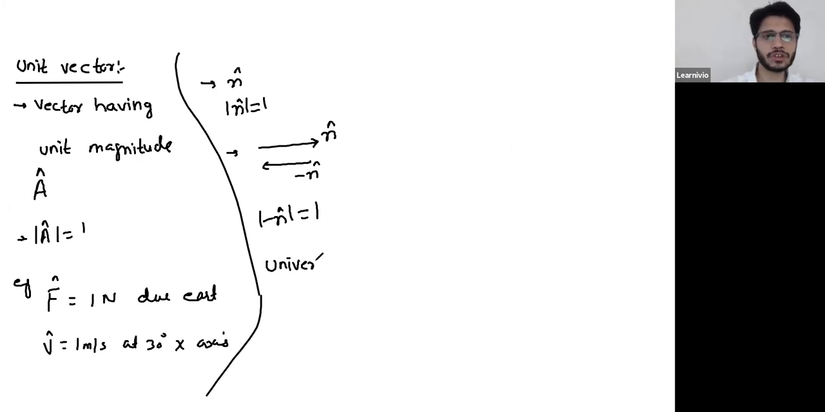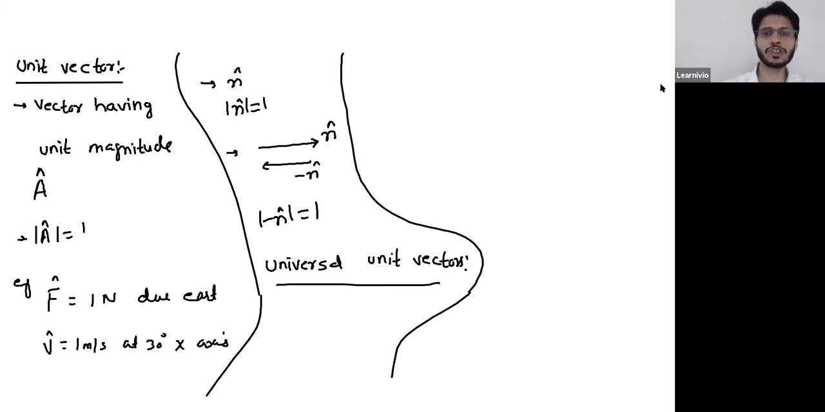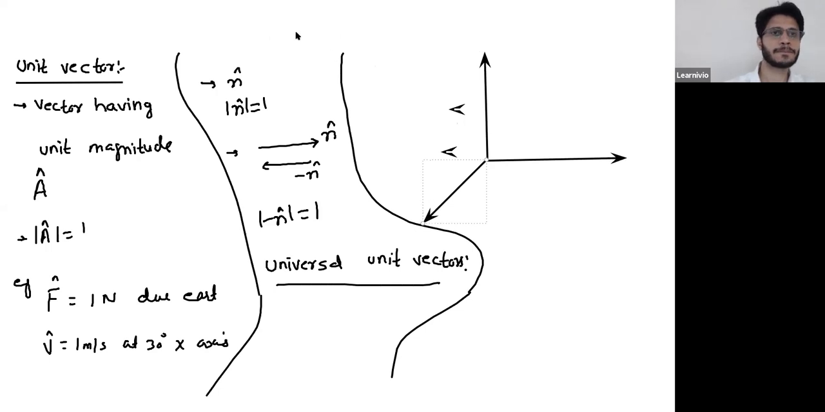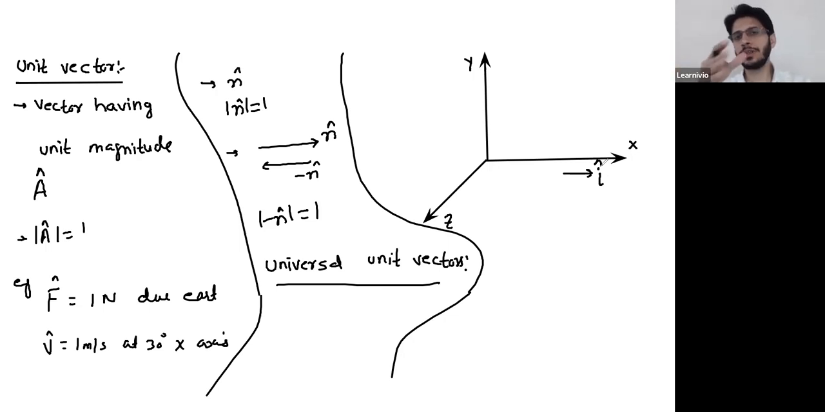Next, we have some universal unit vectors. Universal unit vectors means these are unit vectors where direction is also fixed. Not just magnitude, even direction is fixed. Say this is x-axis, this is y-axis, this is z-axis. Along x-axis, we consider a unit vector i cap. So whenever you have i cap, it simply means it's a unit vector along x-axis. Along y-axis, we have a unit vector which is j cap. Along z-axis, unit vector is k cap. So whenever you have k cap, the direction is z-axis.